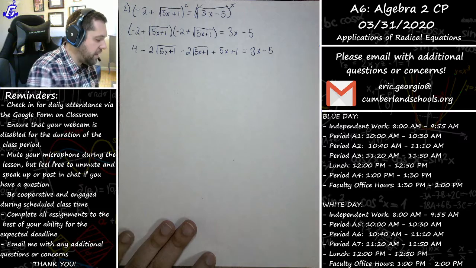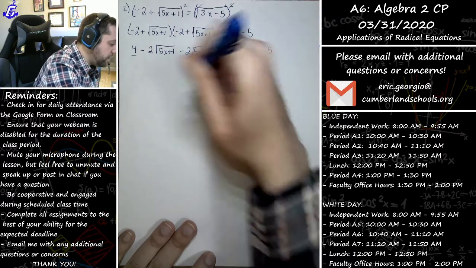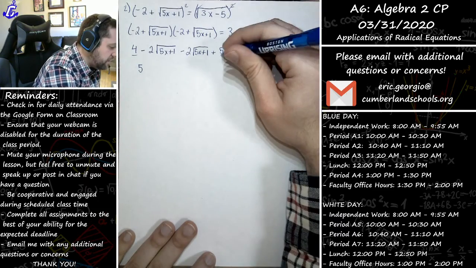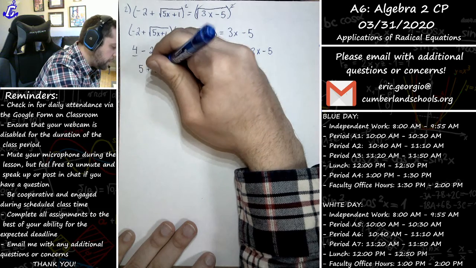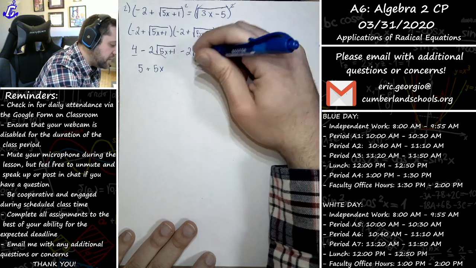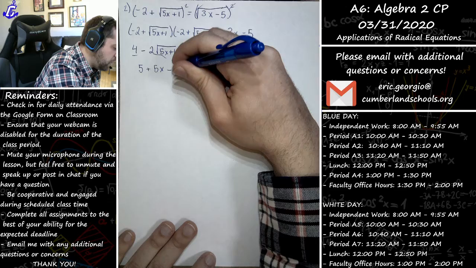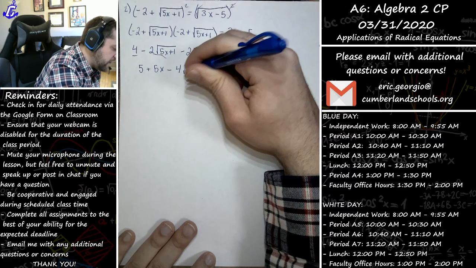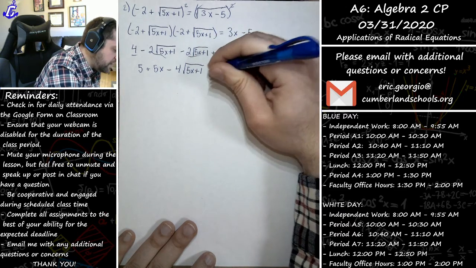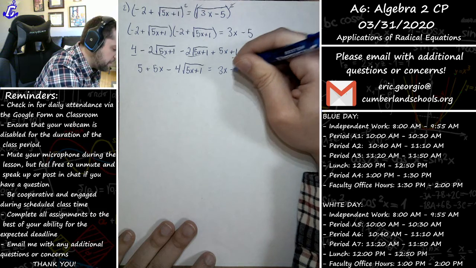Combining some like terms on that left side, we have a 4, we have a 1. That's going to combine to be 5. We have another 5x, so plus 5x. And then we have -2 of these and -2 more of those makes -4 square roots of 5x plus 1. And that's going to be equal to 3x minus 5.